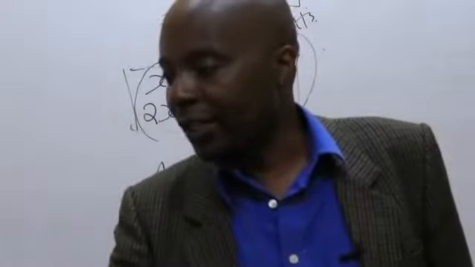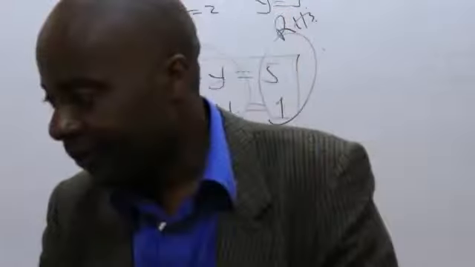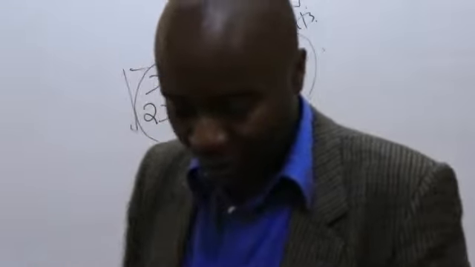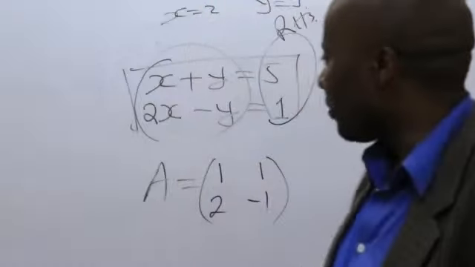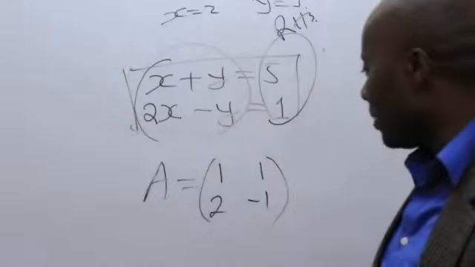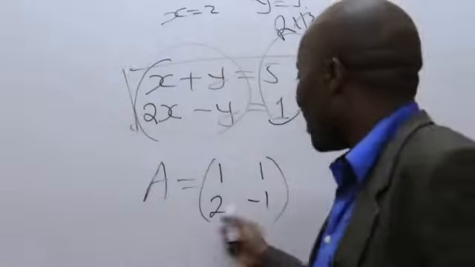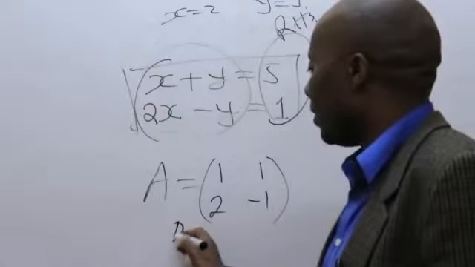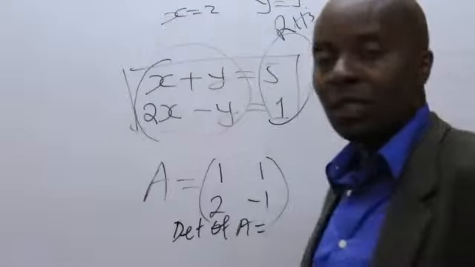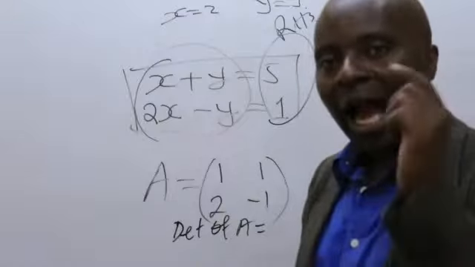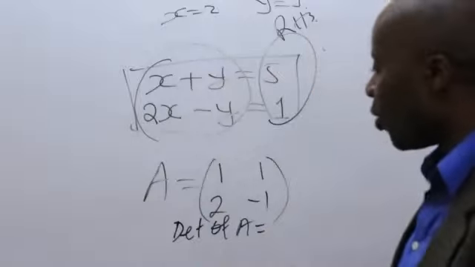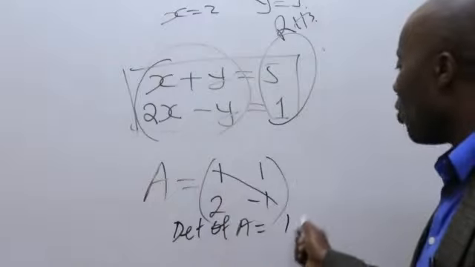Once you have given me this matrix, to inverse it, the first thing that I'll do is to ascertain the determinant. Give me the determinant of A. How do we get the determinant of this matrix? It's very easy. I need to take the product of primary diagonal minus product of secondary diagonal. So product of primary, we have 1 times minus 1.